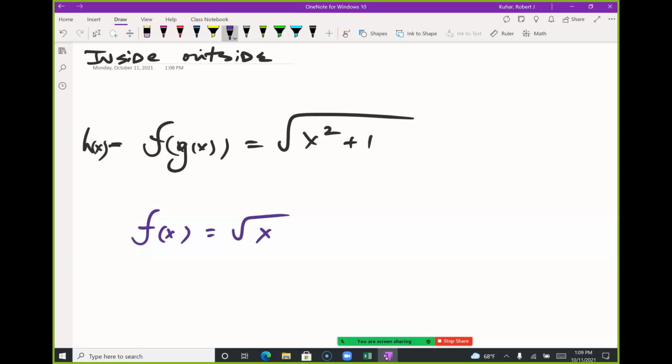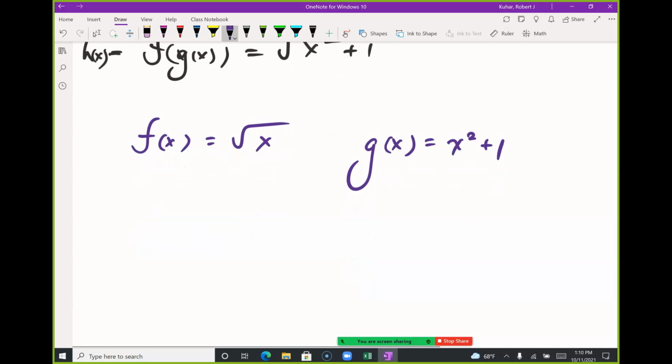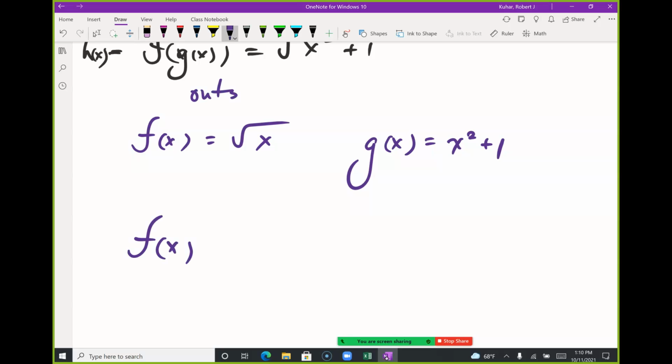What about the inside? Anybody got the inside here? This is the easy version. What did you put into the house? X squared plus 1. Nice. Good. I'm going to change my outside for it, right? So this is my outside, this is my inside.